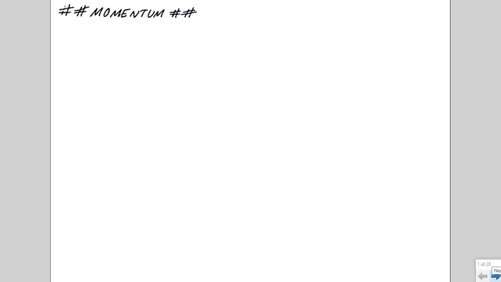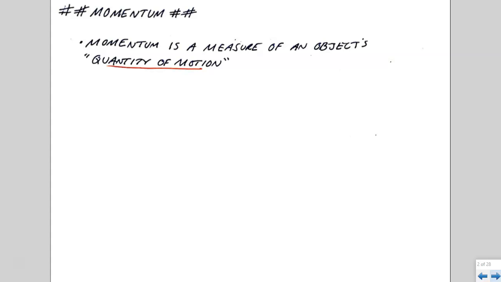Today we're going to revisit resistance to changes in motion, not in terms of inertia. Instead, we'll introduce a new concept called momentum. Momentum is a measure of an object's quantity of motion. And this quantity of motion can be transferred between objects through collisions.